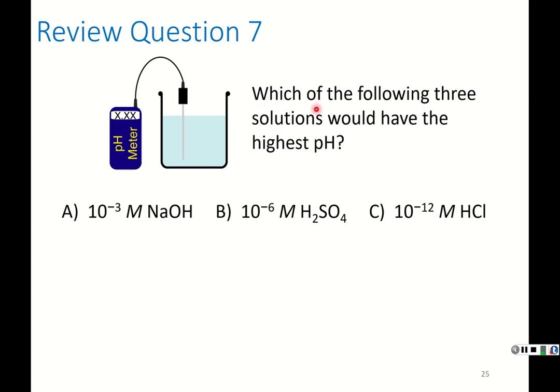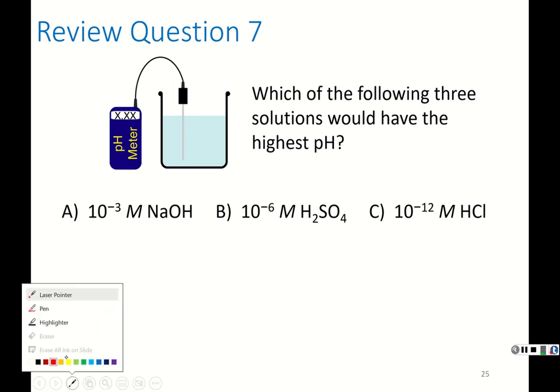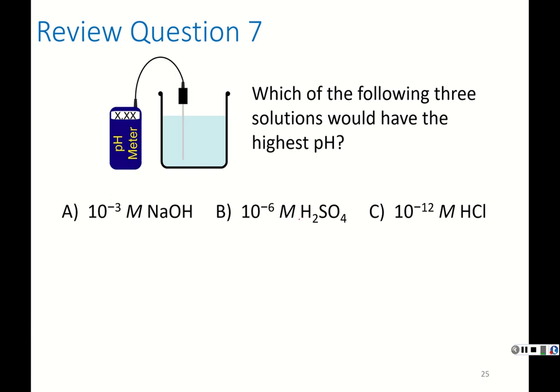So the next review question is something that we really haven't mentioned yet, but I think all of you probably know what this is, pH. Which of these three solutions would have the highest pH? You have a 10 to the negative 3 molar solution of NaOH, a 10 to the minus 6 molar solution of sulfuric acid, or a 10 to the minus 12th molar solution of HCl.